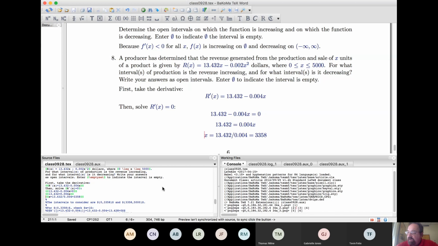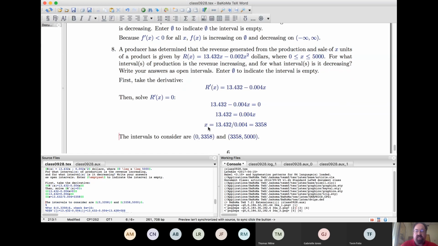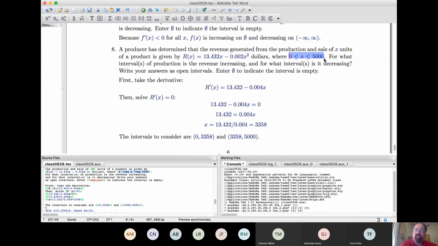So that tells you which intervals to consider. So notice we started at 0, not minus infinity. So 0 up to 3,358 is the dividing point. And then from that point, 3,358 up to the upper limit of 5,000. So be sure to take these into account when specifying your intervals. So unlike before, you're not looking at the entire real number line. You're looking at only this portion. And now it's divided at 3,358.